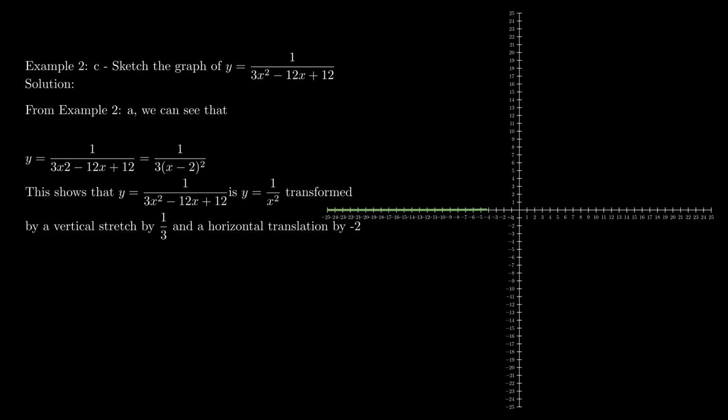So we can say that y equals 1 over 3x squared minus 12x plus 12 is the graph of y equals 1 over x squared transformed by a vertical stretch of 1 over 3 and a horizontal translation of negative 2. The transformed function is represented by the purple curve, while the green curve shows the graph of y equals 1 over x squared.